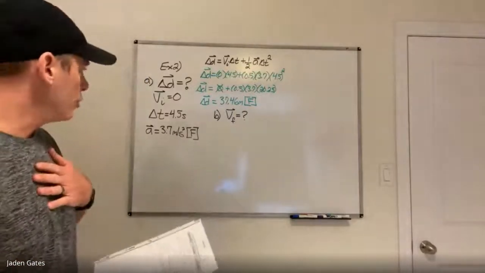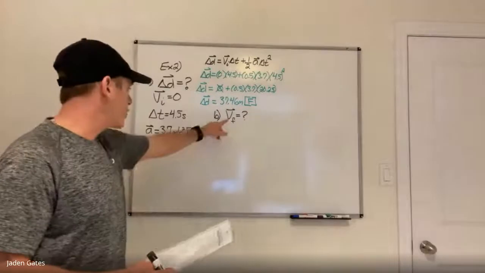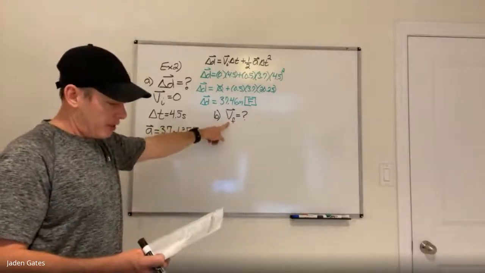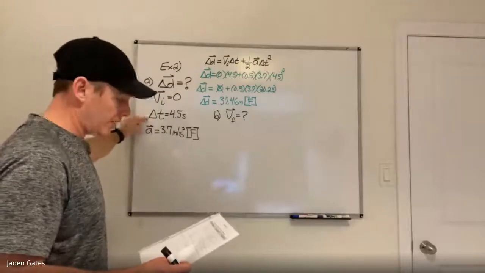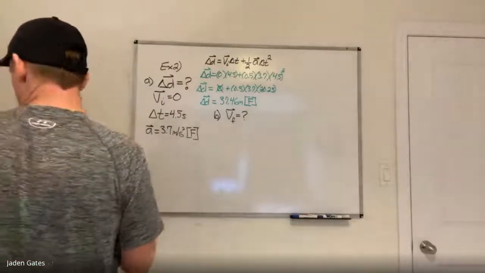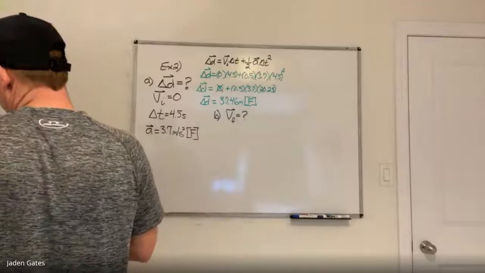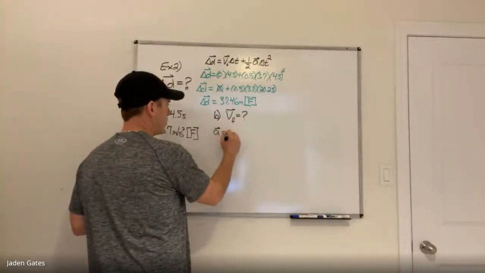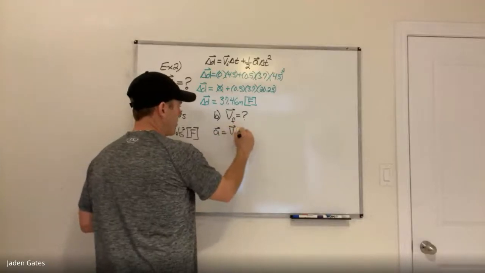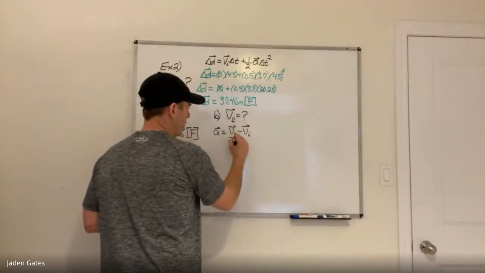So again, I'm going to look for VF, and in the first equation, I found it. Do we have A? Yes, we do. Do we have VI? Yes, we do. Do we have delta T? Yes, we do. All right. So I'm going to use that first equation. So I have A is equal to VF minus VI all over delta T.